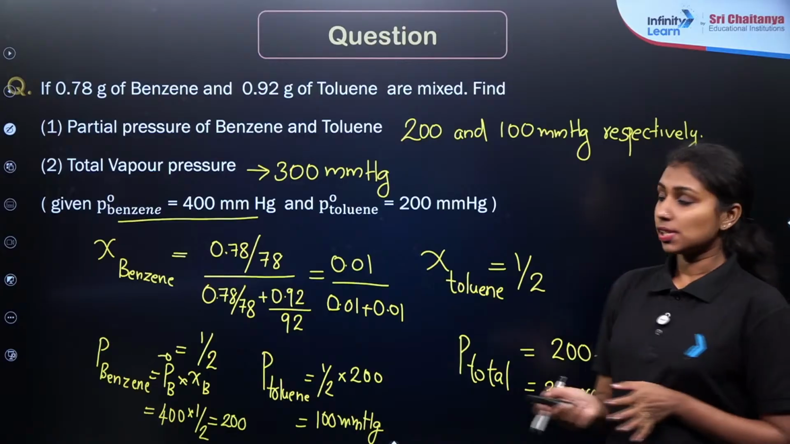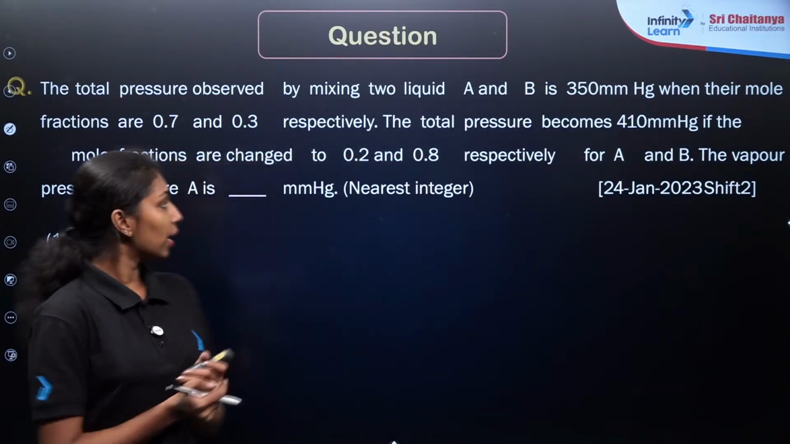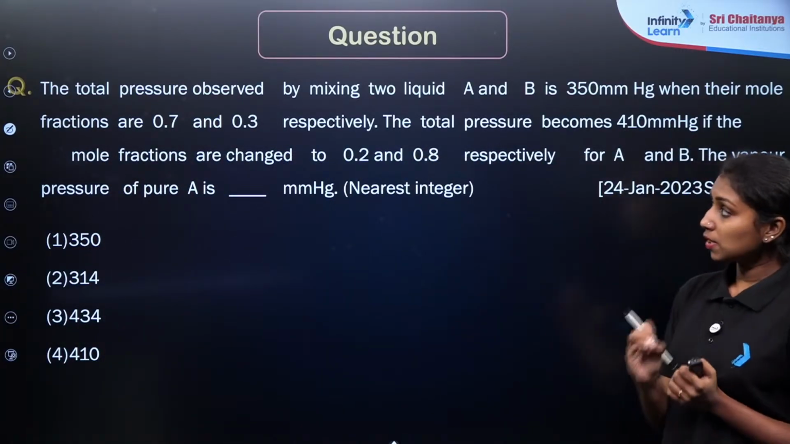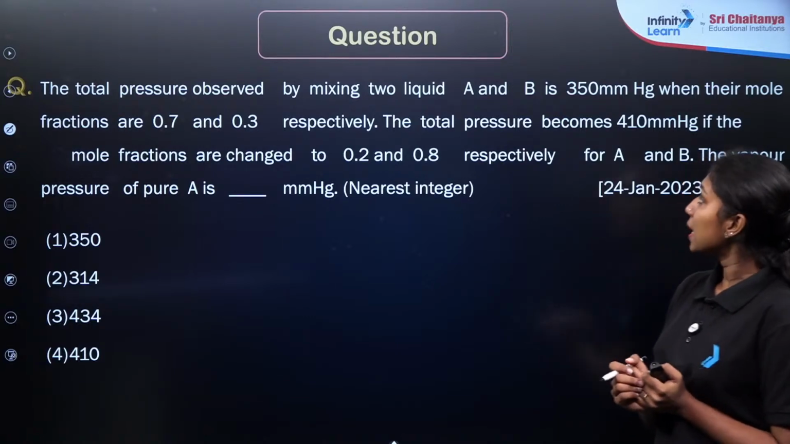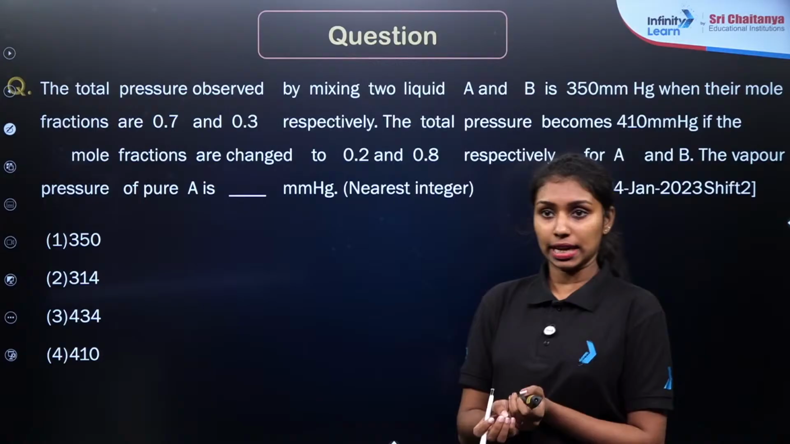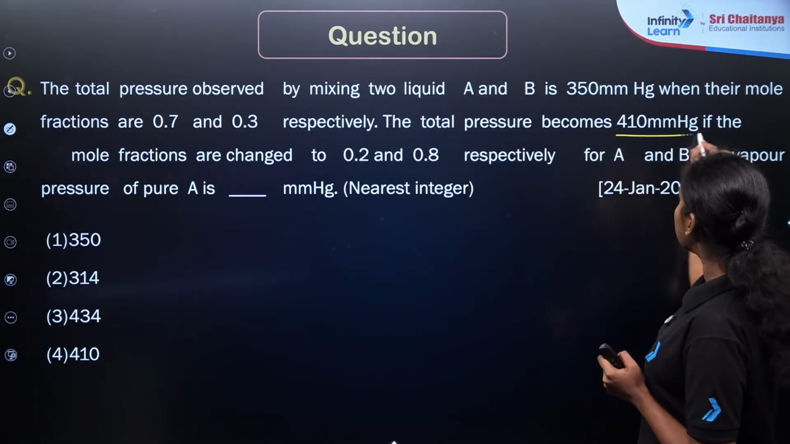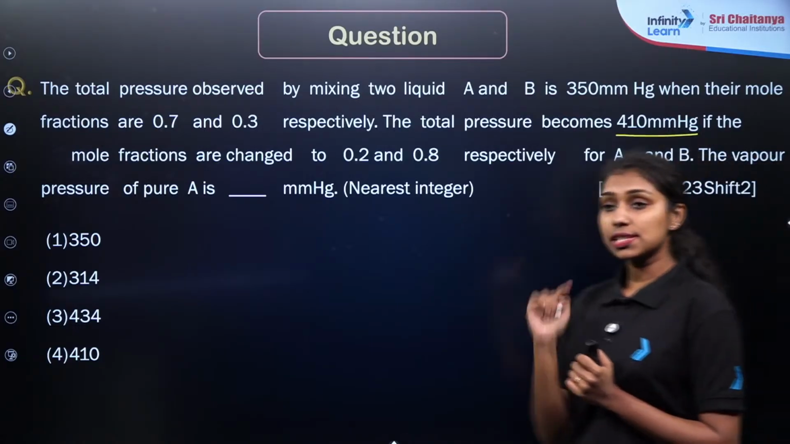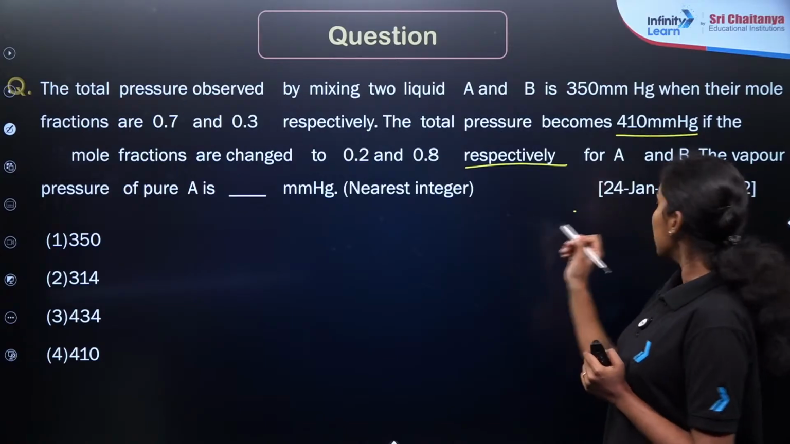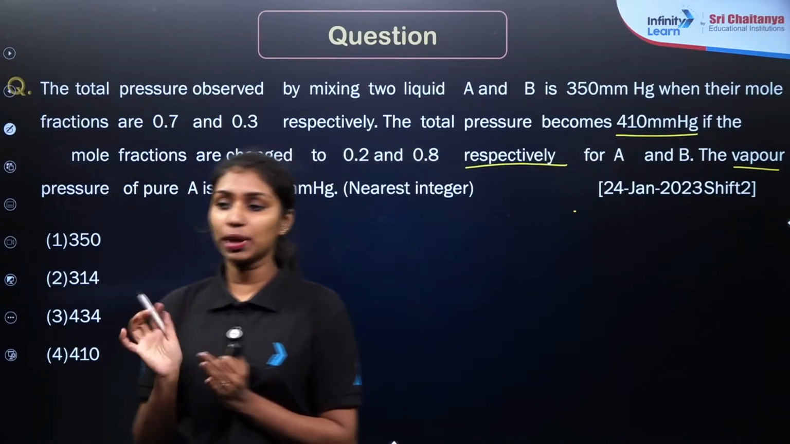Here we move to the last question. The question feels a little bit lengthy. Again, we need to apply Raoult's law here. The question is: the total pressure observed by mixing two liquids A and B is 350 mm Hg when their mole fractions are 0.7 and 0.3 respectively. The next condition is that the total pressure becomes 410 mm Hg if the mole fractions are changed to 0.2 and 0.8 respectively. We need to find out the vapor pressure of pure A, which means we need to find the value of PA0 here.